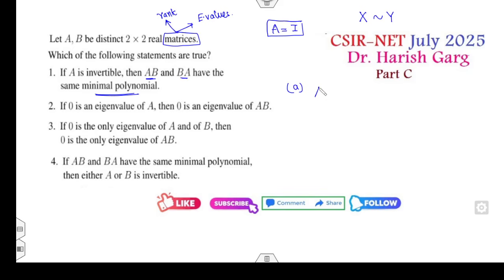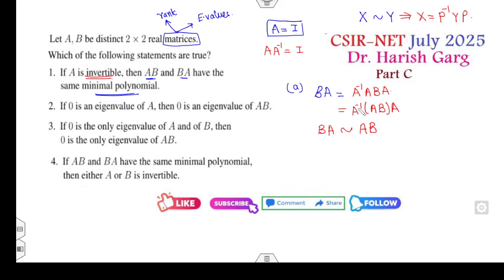So now look at that. Matrix A is invertible. So that means I can say A into A inverse is I. So can I write here A inverse into A into BA? Fine. I can also write this as AB. What is the meaning of that? BA is similar to AB. Why? For any two matrices, X is similar to Y means X can be written as P inverse Y P, with P an invertible matrix. Fine, so here your P is A. The first option is the correct answer.